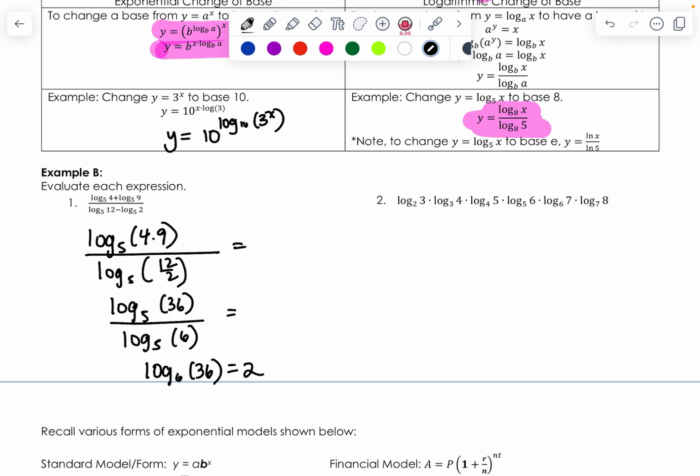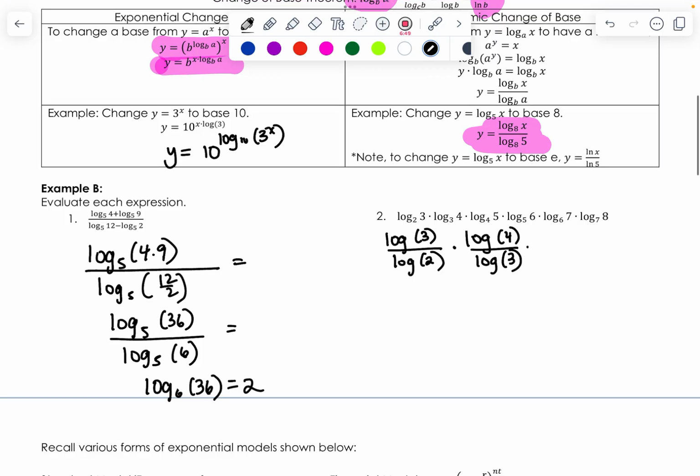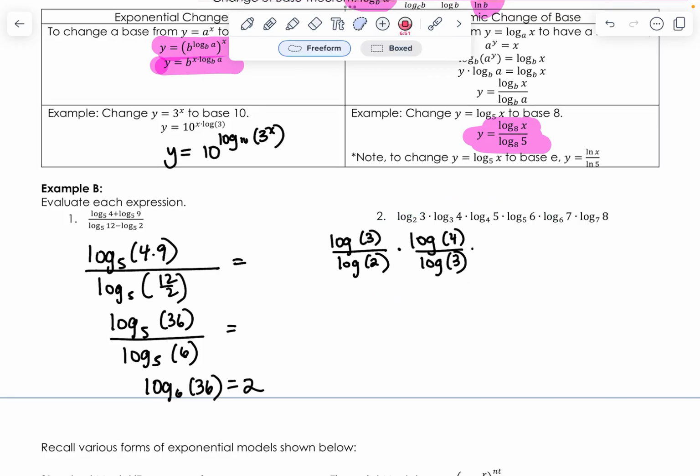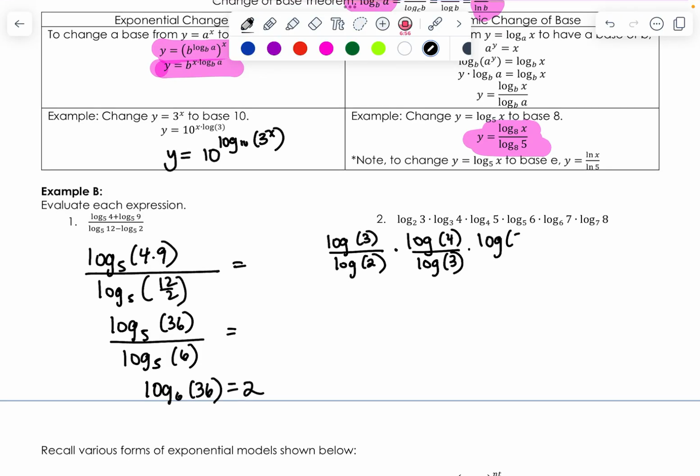All right, on this one, number 2, it looks really scary at first when in fact it's not. You can change this to, I'm going to use base 10. Okay, so if I use base 10, I can rewrite each of these. And then maybe you can see what's going to happen here. I'm going to slide it over because I write so large. This is log base 10 of 5, log base 10 of 4.